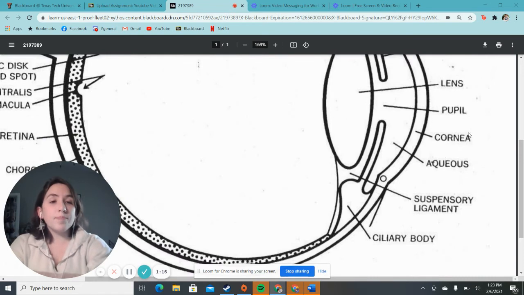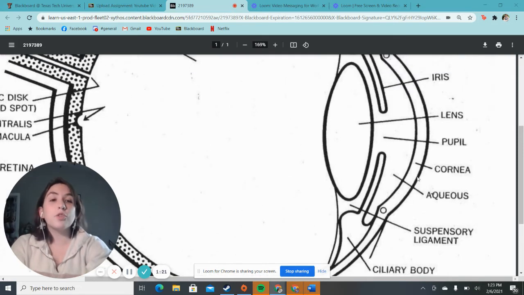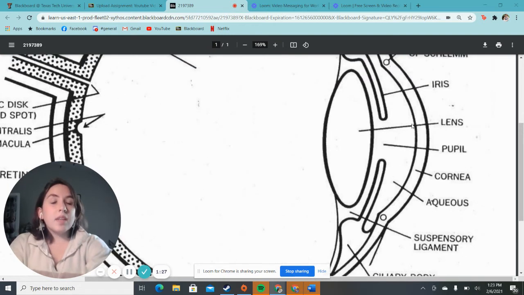Next, we have the cornea. The cornea is a transparent part of the outer protective layer of the eye, and its curvature allows for major refraction of light as it enters the eye. The aqueous is a watery-like fluid. It's in the anterior portion of the eye, and it provides nourishment to the structures around it.